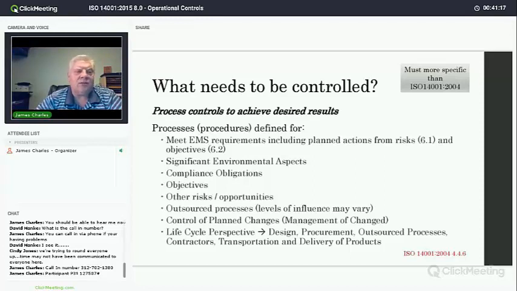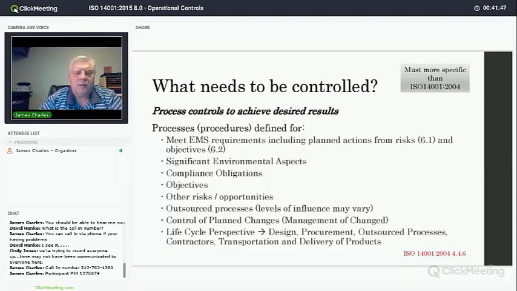Because before, as a registration auditor, they told me that if it's not a significant aspect, I can't write a finding under operational control. And if it was a legal issue, you had to go back to 432. And there were a number of issues that it became difficult to write findings against. So the new definitions here have really expanded the areas that will be audited relative to your control processes.